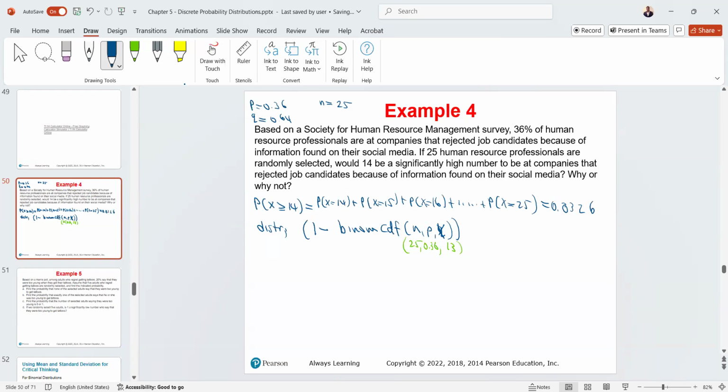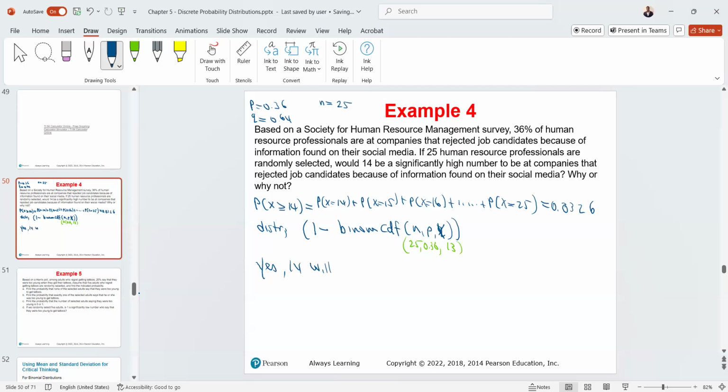0.0326. All right. The question asked in this case is, would 14 be a significantly high number of people at companies that reject job candidates because of information found in the social media? In this case, we would say that yes. It's a yes. Why? 14 would definitely be a significantly high number.